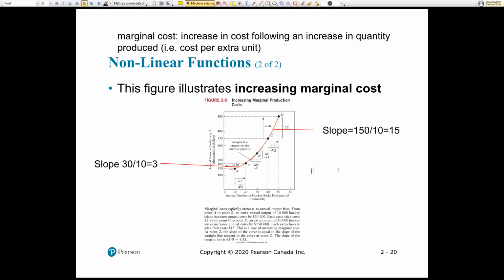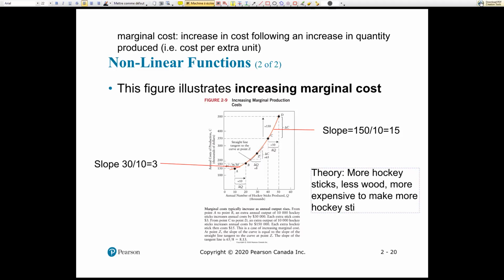So the theory is, more hockey sticks, less wood, so it's more expensive to make more hockey sticks. So I don't know if that's the case. Maybe now if I can't use wood anymore, I have to use aluminum. Who knows? I don't know whether that's a real thing or not.